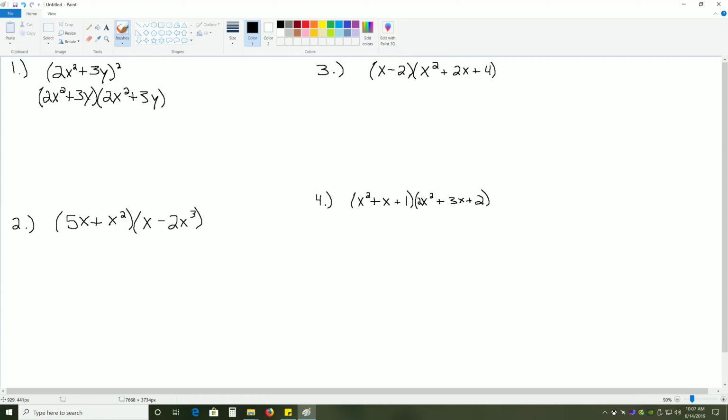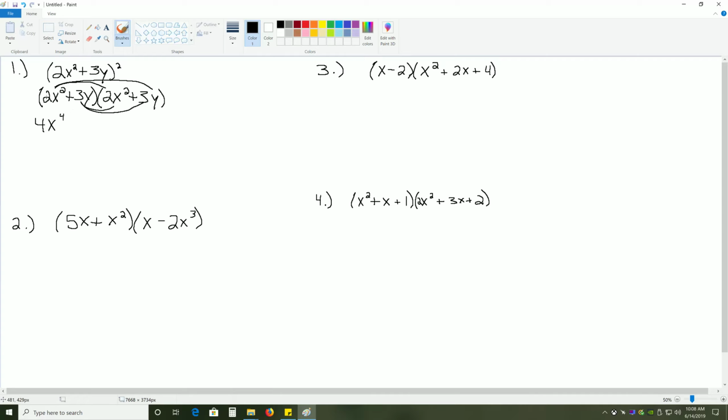And now that we have it set up like this, we can use the box method, we can FOIL, or my preference is to use the distribution method, which says we're going to take our first term and distribute it to every term that's being added and subtracted, and then we're going to take our second term and distribute it to every term that's being added and subtracted, which gives us 2x squared times 2x squared is 4x to the fourth.